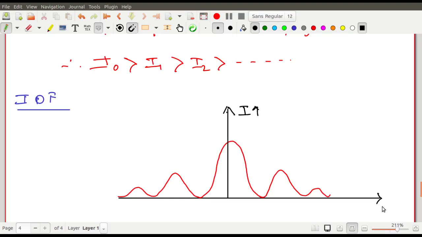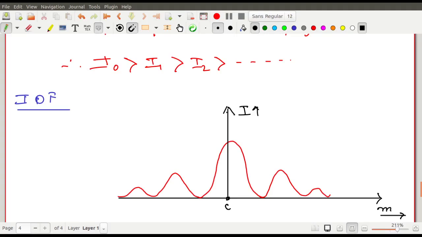This is the pattern of a single slit, and it has to come because there is only one aperture here. If you consider an aperture, a single slit has only one aperture. There is only one hole through which the light passes. Only one opening is there through which the light passes. So that's it.